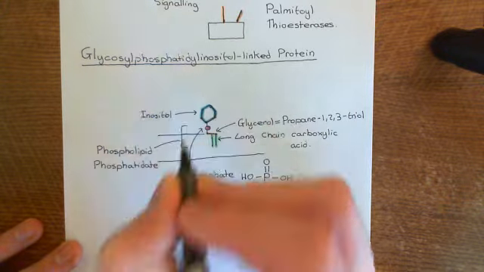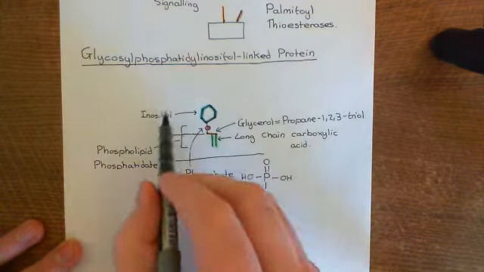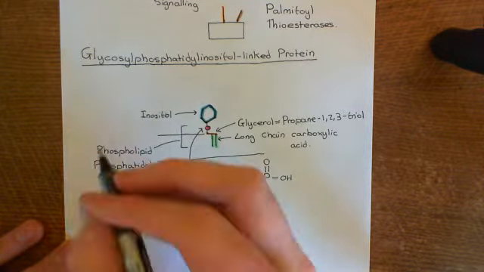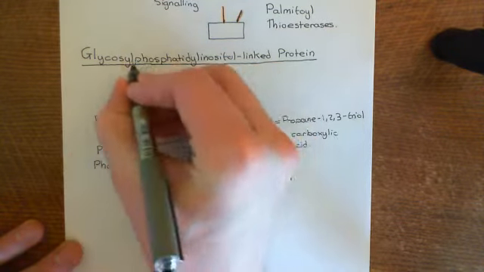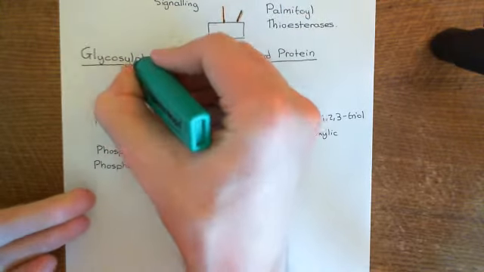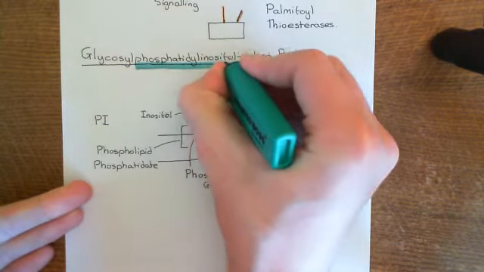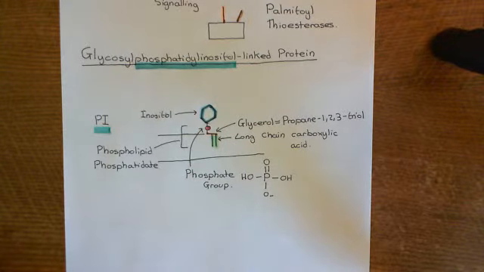Whoops, inositol. Okay, right. Now, we're not going to stop there. That's the structure of phosphatidyl inositol, which is often just abbreviated to PI for short: P for phosphatidyl and I for inositol. So far what we've discussed is phosphatidyl inositol, this bit here. But we want glycosyl phosphatidyl inositol, so we want to add a few more things on here.